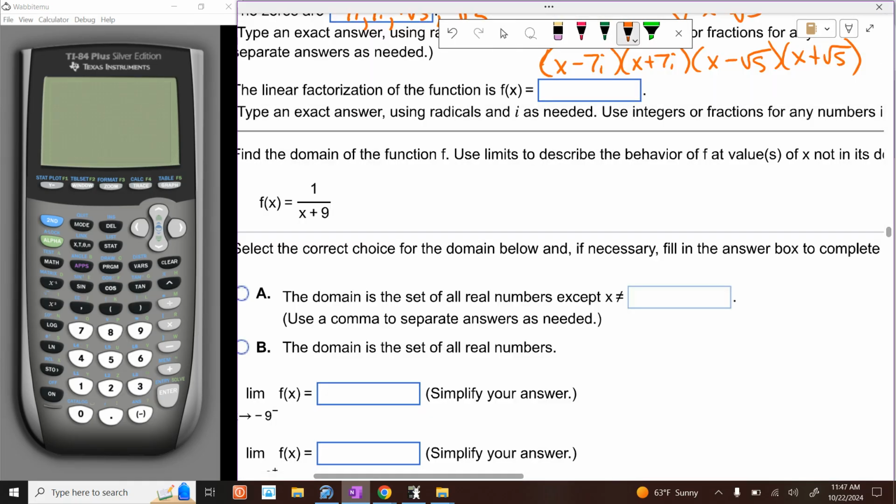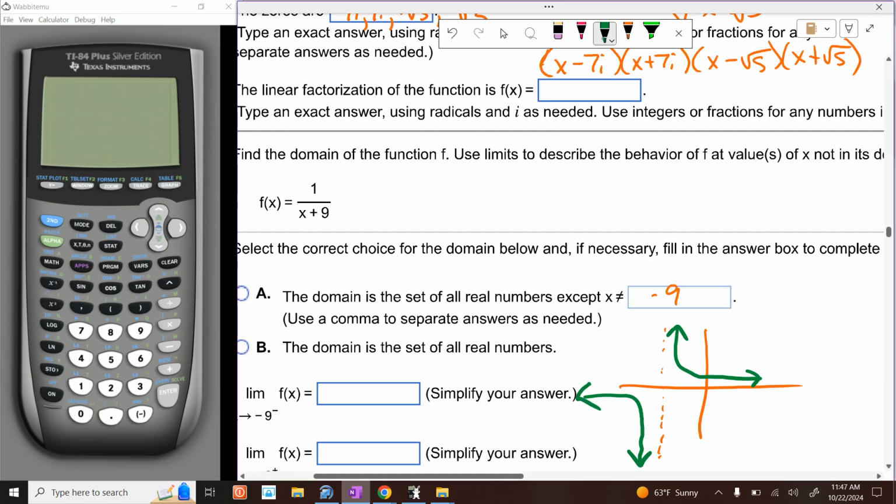All right. What's the domain of this function, 1 over x plus 9? What's the only number you can't have? Negative 9. So the domain is all real numbers except for x cannot equal negative 9. So the graph of the function, negative 9 is a vertical asymptote. So the graph of the function would look like this.